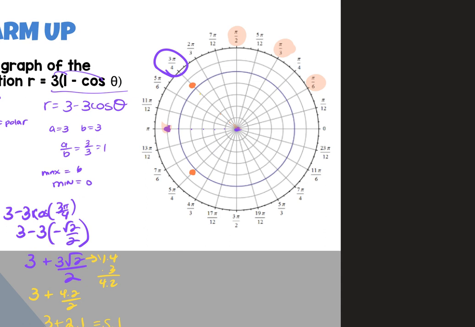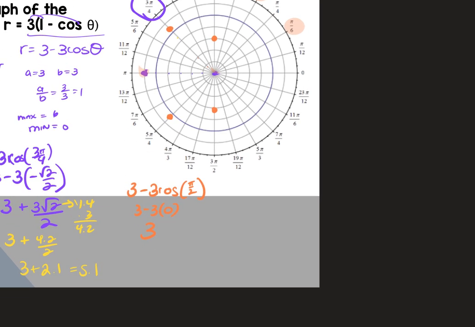So I'm going to plug in pi over 2. 3 minus 3 cosine pi over 2. What's cosine of pi over 2? 0. So this is 3 minus 3 times 0, and that is 3. So at pi over 2, my radius is 3, which means at 3 pi over 2, it is also 3.